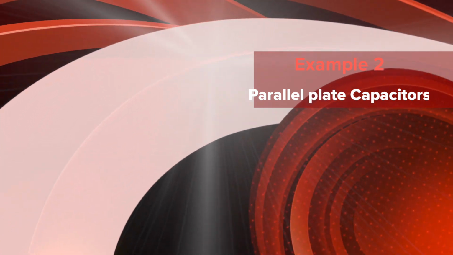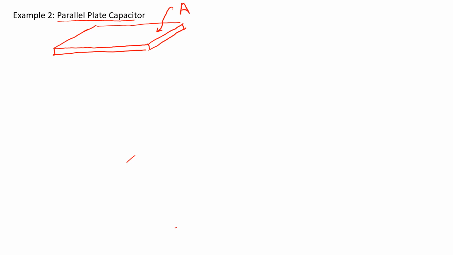Let's consider our first example for calculation of capacitance, and it's a very common geometry known as the parallel plate capacitor. So what we have is two planes of conductors, or two plates, with cross-sectional area A. If you call this the length and this the width, this would simply be LW.